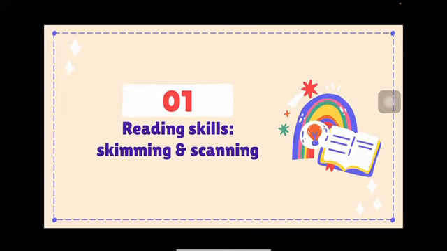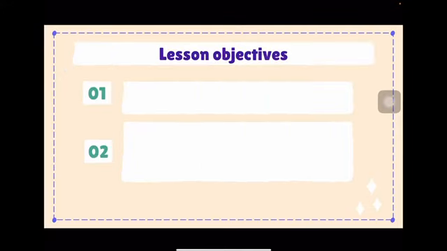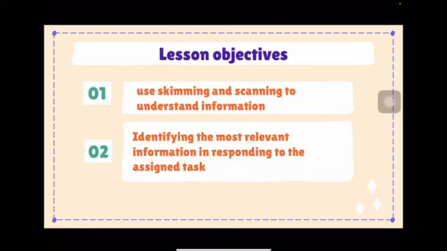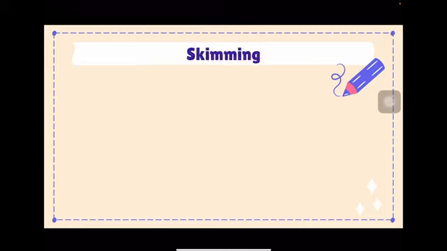Let's move on to our focus for the day. I will be looking at a reading skill, skimming and scanning. Skimming and scanning are basically the most common and essential skills that we have to have when we do reading. Before that, the lesson objective today is, at the end of the lesson, you should be able to use skimming and scanning skills to understand information and also to identify the most relevant information in responding to the assigned task.